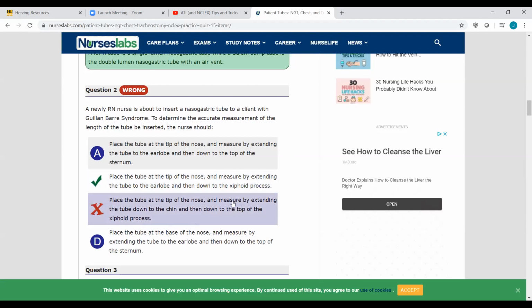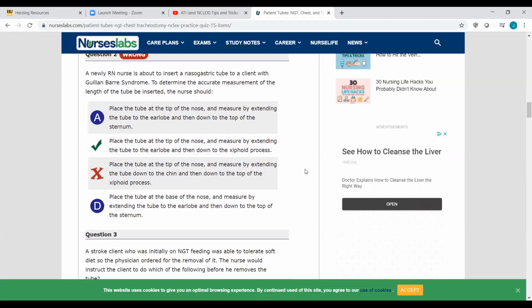Yeah, see why this is wrong? This is saying you measure the chin. I thought that was what they had, never mind. My eyes were seeing different things.